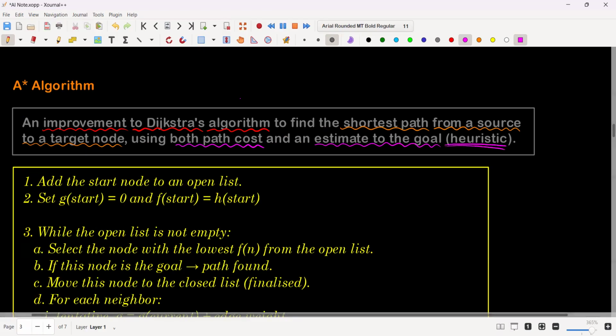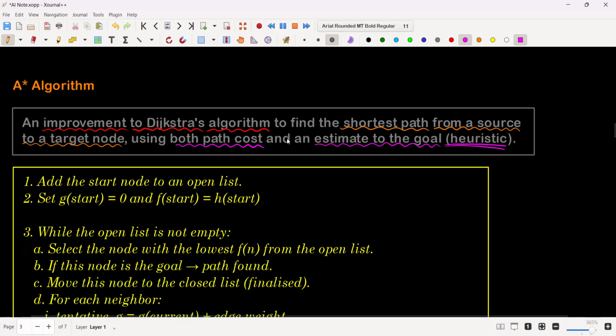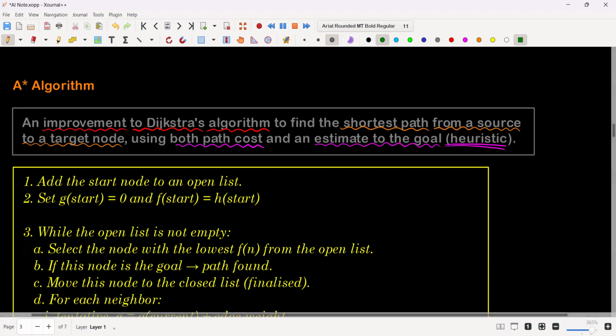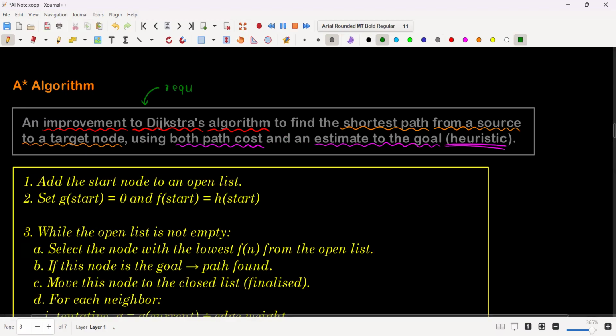A heuristic is essentially a measurement of how close each node is to the destination. And what you realize as one core difference between A star and Dijkstra is that A star not only has a source, but it also has to have a destination. So A star requires both a source as well as a destination node.